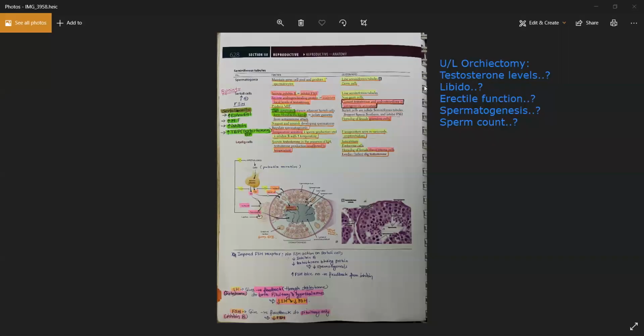Okay, so you have a patient who recently had a unilateral orchidectomy. After this unilateral orchidectomy, what can you expect in this patient? What about the testosterone level? What about the libido? What about the erectile function? What about the spermatogenesis? What about the sperm count? If it decreased, would it be severe, moderate, or a very slight decrease? Think about it and write the answer in the chat box. Please try to attempt every one so that we can discuss all of these things that will happen.